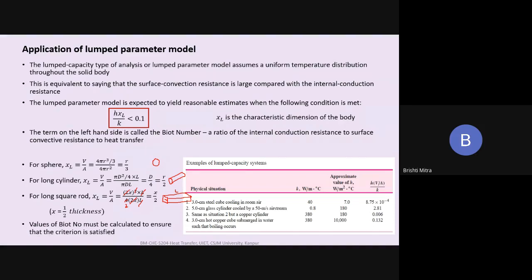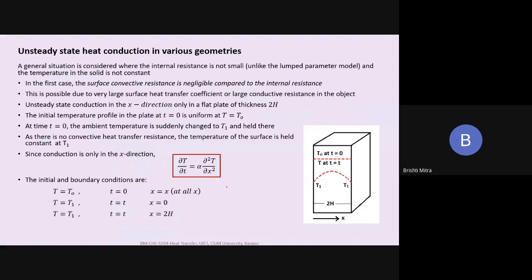Now, today, let us look at a few situations when we cannot use the lumped parameter model, where the internal resistance is not small. Then what do we do? The internal resistance not being small essentially means that we cannot use the lumped parameter model, and the temperature inside the solid is not constant. There is a variation with respect to distance, or there's a spatial variation also.